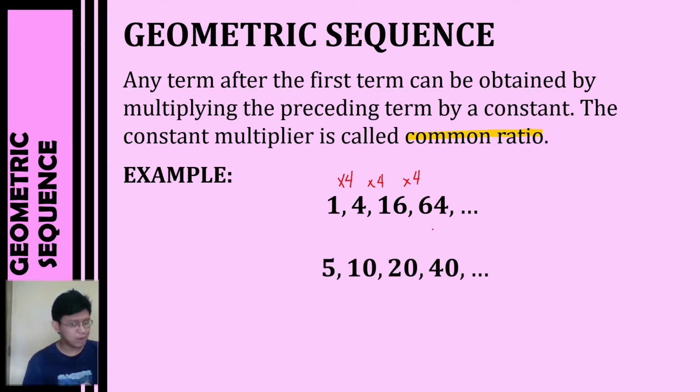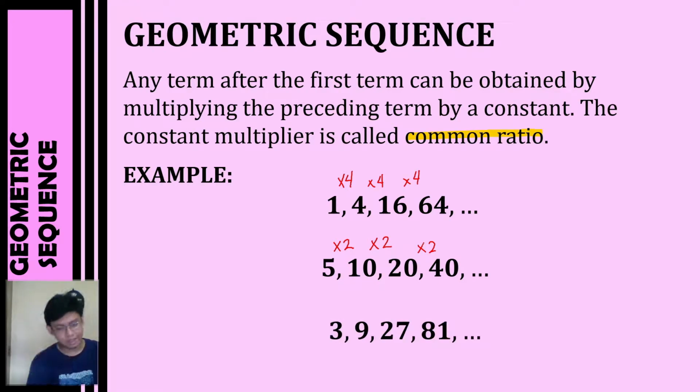Let's have another one. We have 5, 10, 20, and 40, and so on and so forth. Now, in order for us to determine if this is a geometric sequence, they must have a common ratio. So, to get 10 from 5, we multiply by 2. From 10 to 20, we multiply by 2, and so on. So our common ratio here is 2.